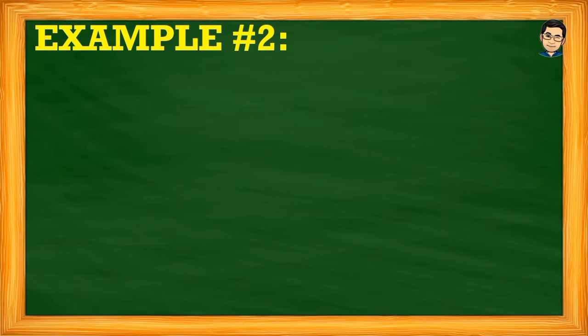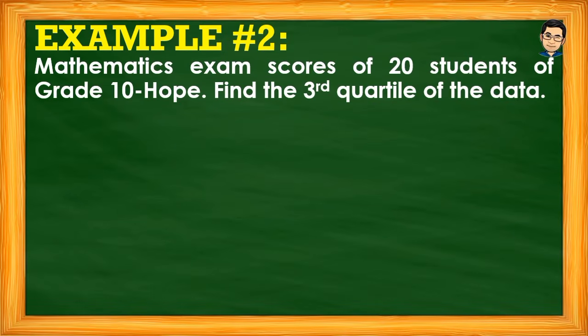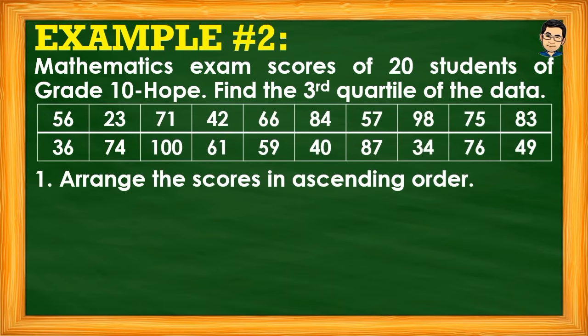Next, example number 2. Mathematics exam scores of 20 students of grade 10 Hope. Find the third quartile of the data. So, ayan po yung mga scores. So, i-arrange natin yan in ascending order.